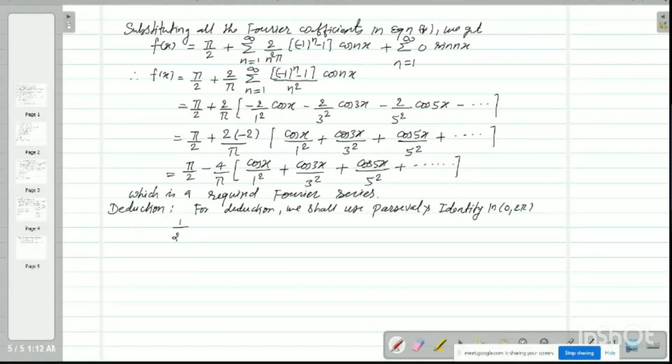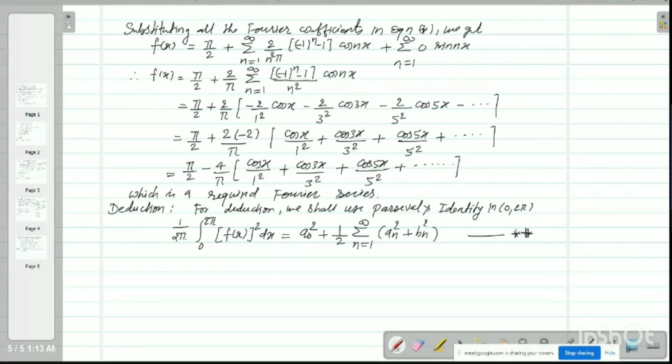So 1 upon 2 pi, integration of limit 0 to 2 pi, f of x the whole square dx, and this is equal to a naught square plus 1 by 2 summation running from n equal to 1 to infinity of a n square plus b n square. Name this equation number double star.